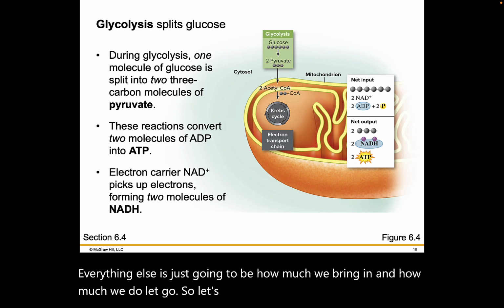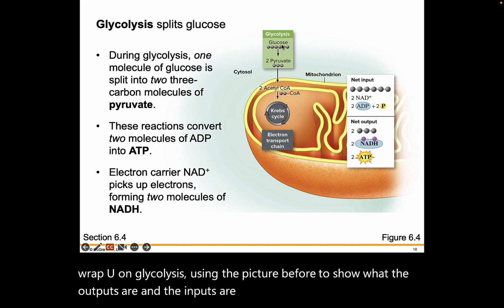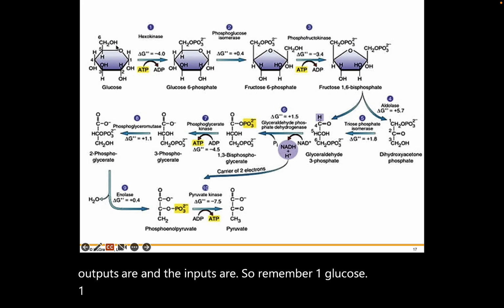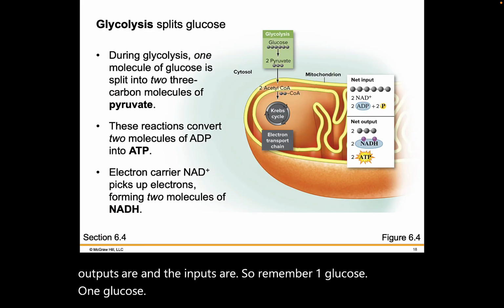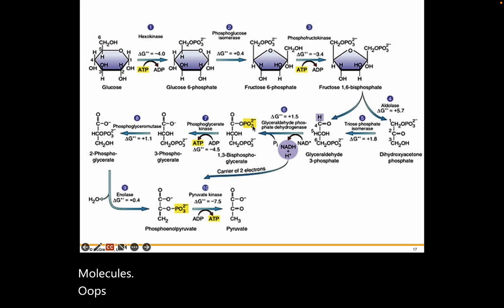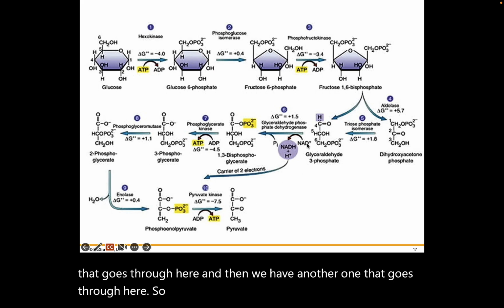So let's look at this, and then we're going to wrap up on glycolysis using the picture before to show what the outputs are and the inputs are. So remember, 1 glucose. NAD plus, 2 molecules. Oops, apologize. So we have 2 of these, right? We have 1 that goes through here, and then we have another one that goes through here. So NAD plus, we have an input of 2.